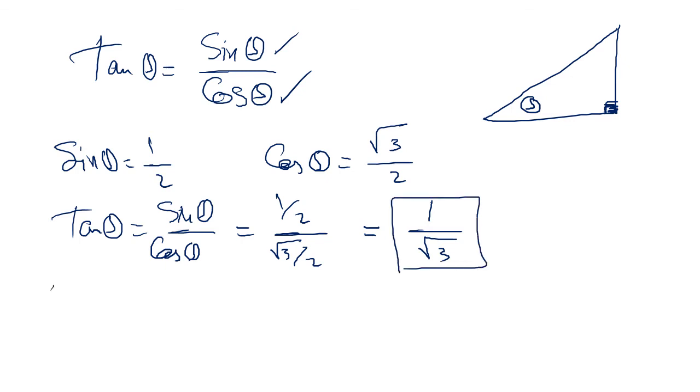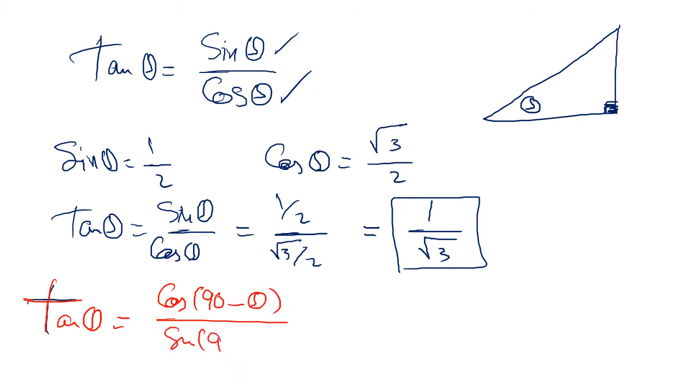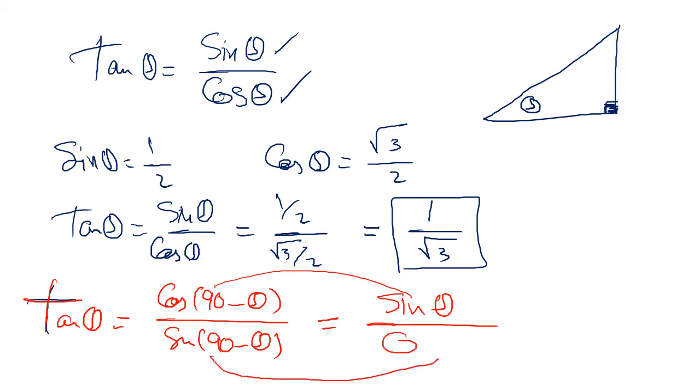Something else: you may write the value of tan theta as cosine 90 minus theta over sine 90 minus theta, the cofunction of the angle, as we know that cosine 90 minus theta is the same as sine theta, and sine 90 minus theta is the same as cosine theta.